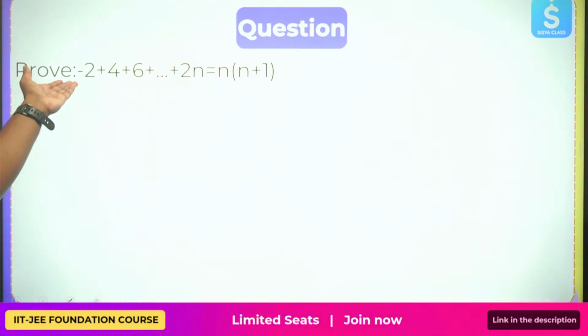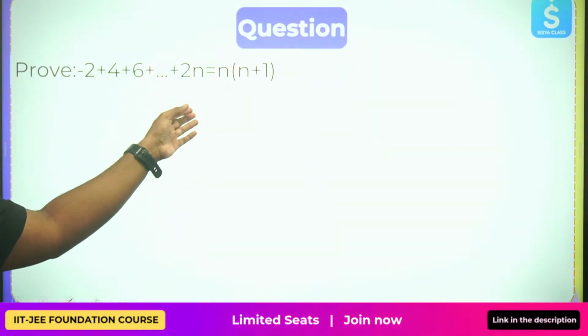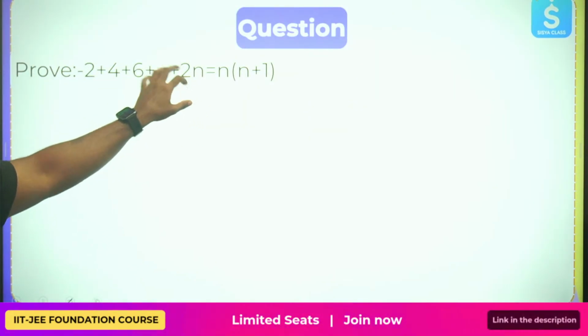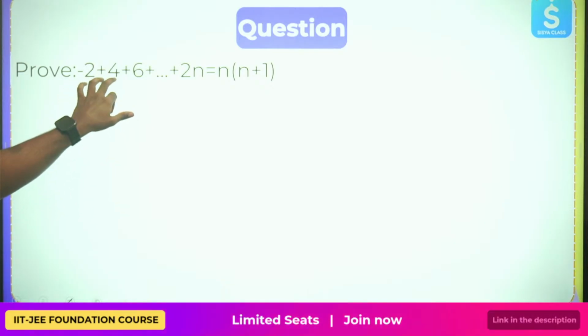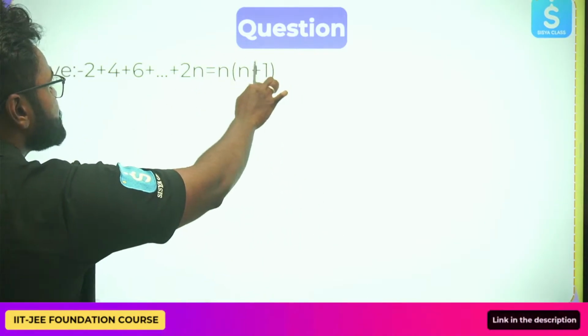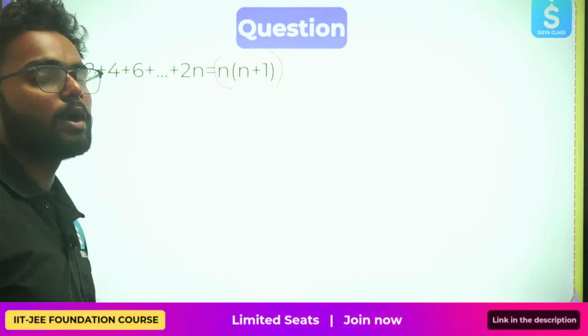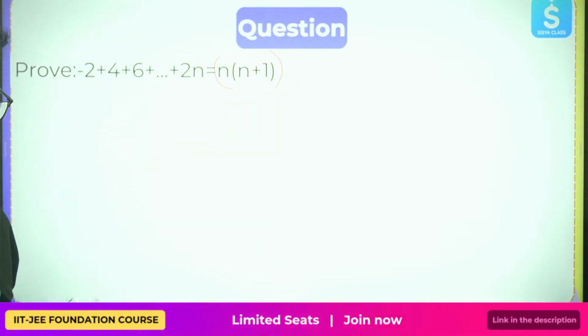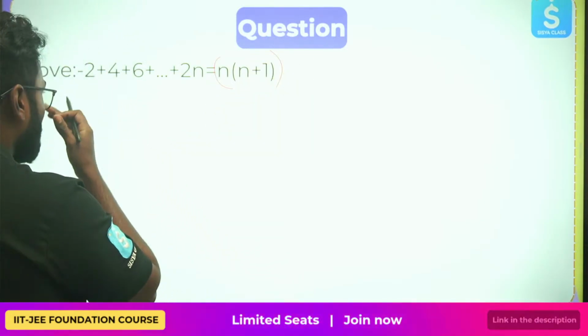Now, this is the first sum. You saw this, right? 2, 4, 6, even numbers. So the last term is 2n, right? Even numbers. First 2 is 2 into 1, then 2 into 2 is 4, 2 into 3, right? Now the sum of these numbers is given as n into n plus 1. Let us see this by mathematical induction. Now, how can we do this?